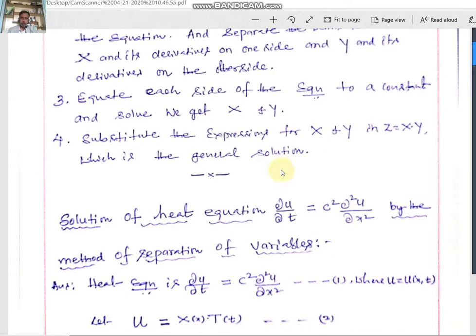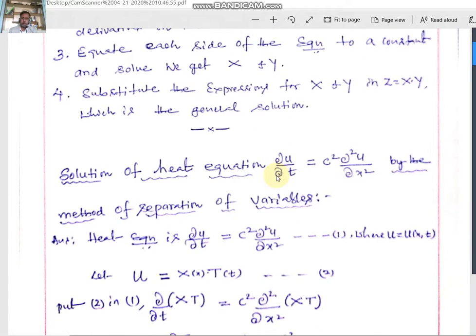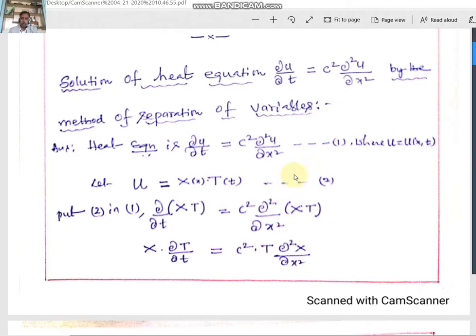Here basically two PDEs we are going to solve. One is the heat equation and another is the wave equation. First let us consider the solution of the heat equation by the method of separation of variables. So what was the heat equation? The heat equation is always represented by dou u by dou t is equal to c square into dou square u by dou x square. This is the standard form of the heat equation.